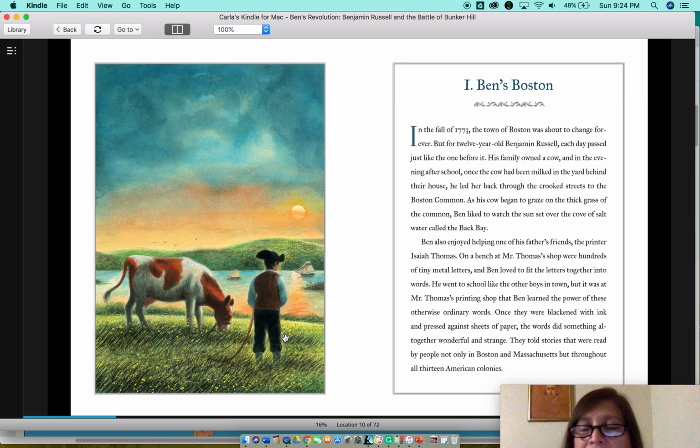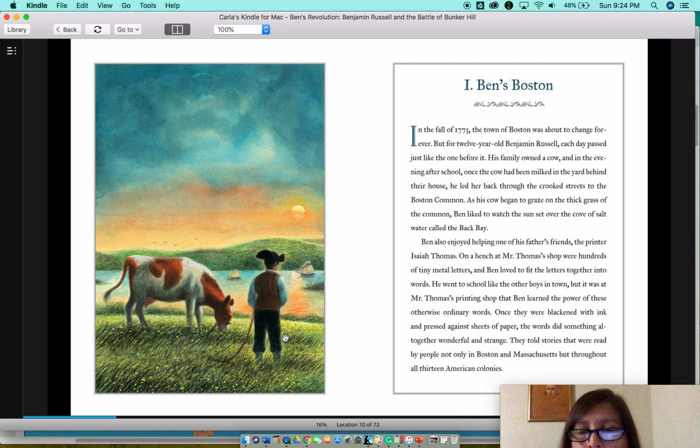As his cow began to graze on the thick grass of the common, Ben liked to watch the sun set over the cove of salt water called the Back Bay. Ben also enjoyed helping one of his father's friends, the printer Isaiah Thomas. On a bench at Mr. Thomas' shop were hundreds of tiny metal letters, and Ben loved to fit the letters together into words.